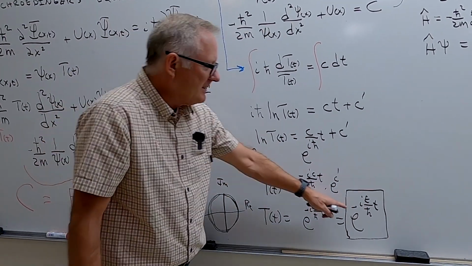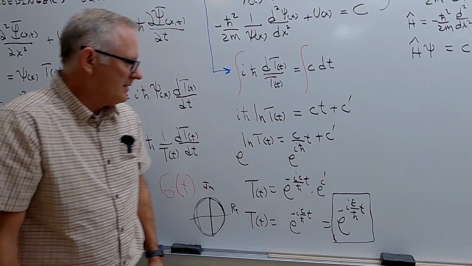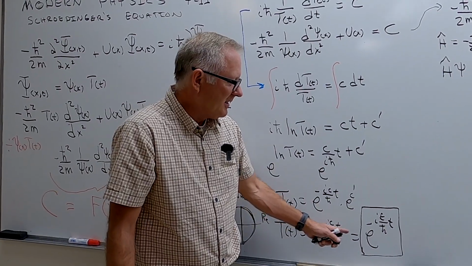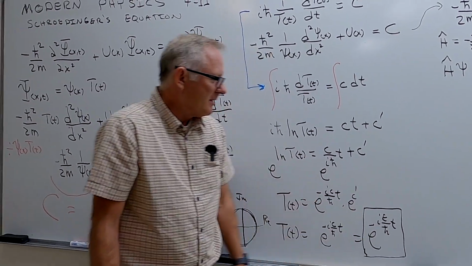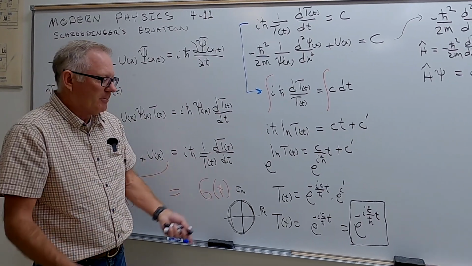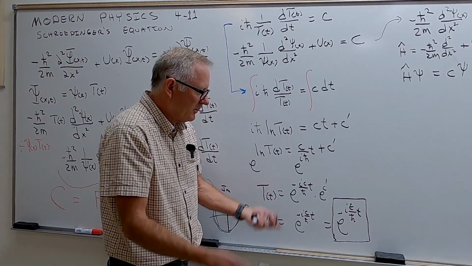Not only that, we can see what the magnitude of that value is. Remember, for the magnitude, you multiply it by its complex conjugate. Well, if you multiply that by its complex conjugate, you just get 1, because you get e to the minus times e to the plus. It just gives you e to the 0, which gives you 1.